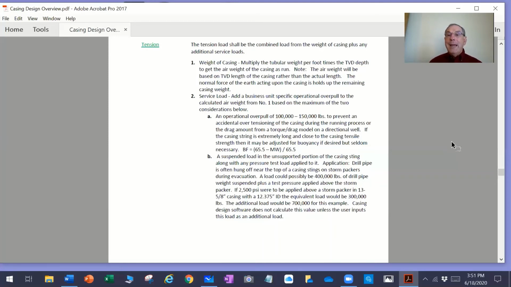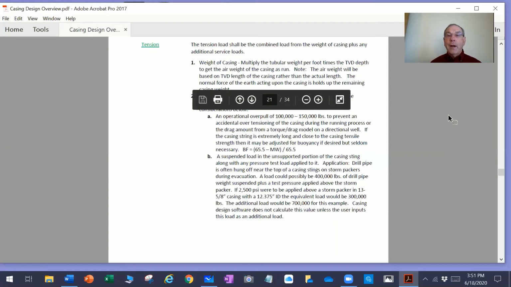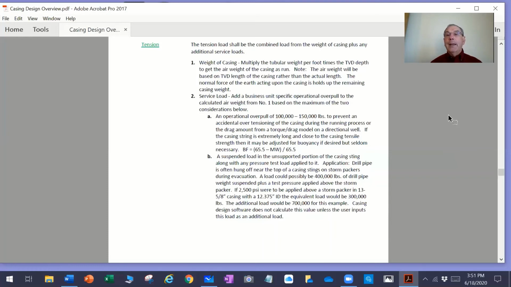Now, number B is, to me, a very important consideration. It's seldom listed. It's not even listed on any of this real sophisticated casing design software that we have. It may have a little term here that's got 5 letters to it. It says other, but most of the time it's not even listed. But that's a suspended load in the unsupported portion of the casing string, along with any pressure test load applied to it. So let's give it an example.